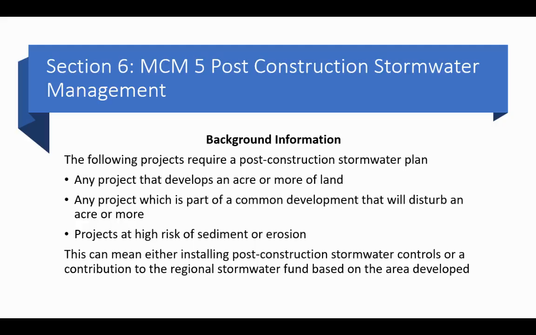And this can mean either installing some sort of post-construction stormwater controls, like a rain garden or a detention basin, or it can mean contributing to the regional stormwater fund. And the city uses the money from that regional stormwater fund to build city-maintained regional stormwater basins to try and reduce flooding and erosion across town. It will depend on the specific area being developed which response is the most appropriate, but either of those are potential options for construction projects that would require a post-construction plan.